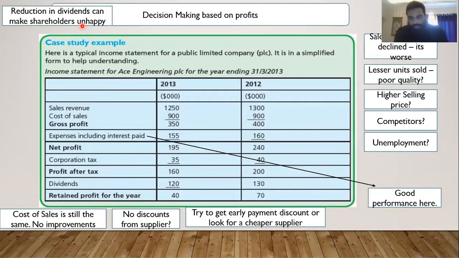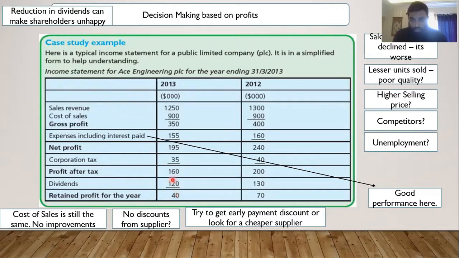But it really depends how the conditions are and the expectations of the shareholders. But still, it's not good. At least I need to maintain my dividends. So lastly, my retained profit was 70,000 in 2012. It's 40,000 now. I'm keeping lesser profit with me. So it doesn't matter a lot. It basically depends what your needs are. If you don't need to expand in the future, that's fine to keep a lower amount of profit.